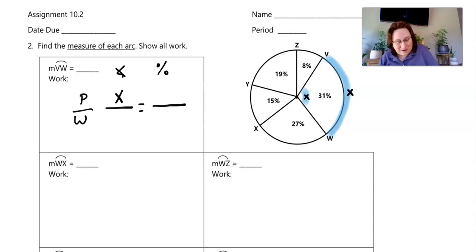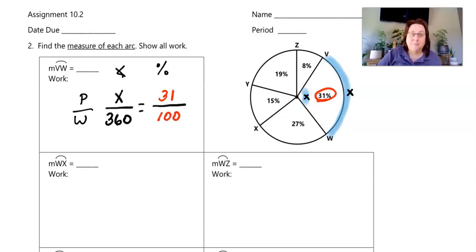Yeah, I talked about it earlier. The whole angle measure of a circle is 360 degrees. Okay, so we have the part over the whole. Now, let's see. Part of the percentage that we have is 31%. If I were to add up all of these percentages, they should all add up. The whole thing should be 100%.